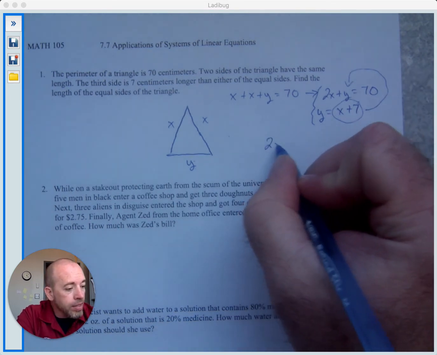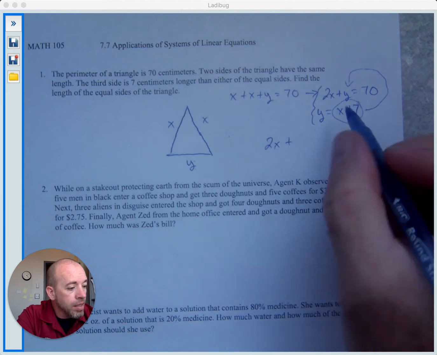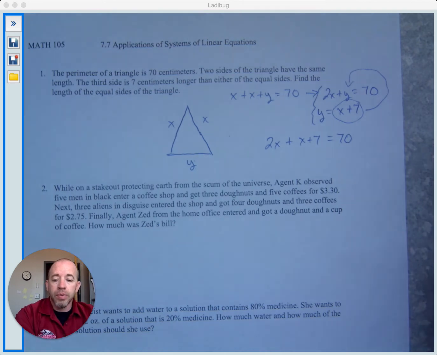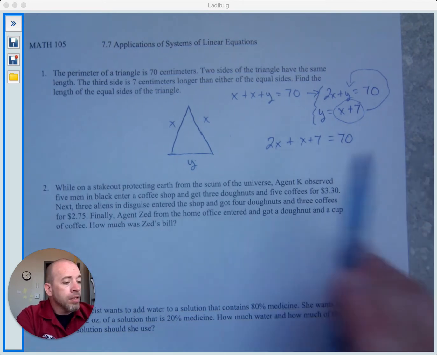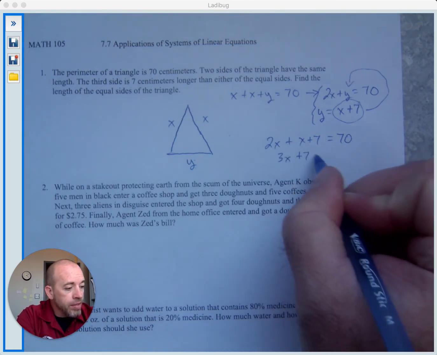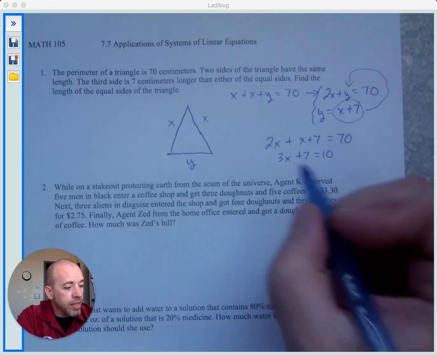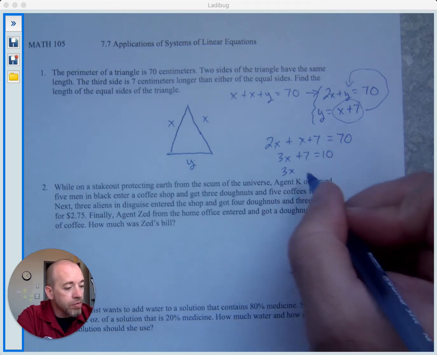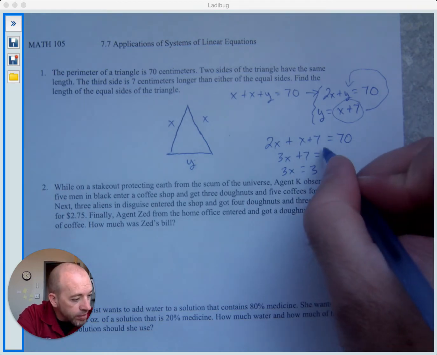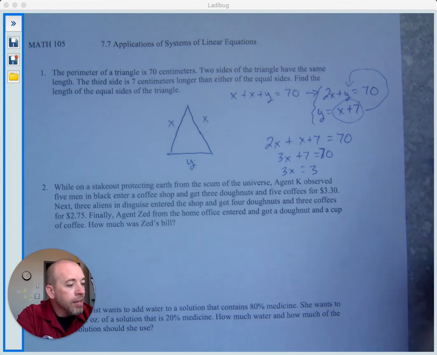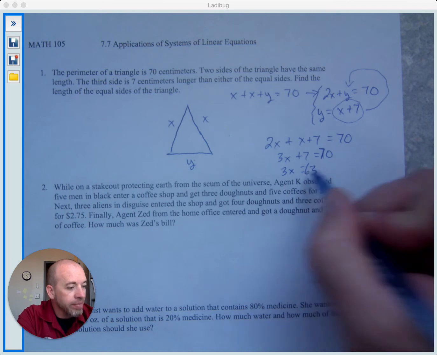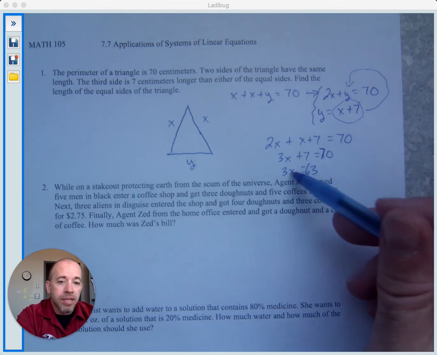So I'm going to take this x plus 7 and plug it in for y in the other equation. So then I get 2x plus x plus 7 equals 70. Now I have only one variable, and I can solve for that variable. 2x plus x is 3x, so 3x plus 7 equals 70. Oh wait, I said 10, but that's 70. Alright, subtract the 7 and I get 63, right? 70 minus 7 is 63. Okay? So 3x equals 63.